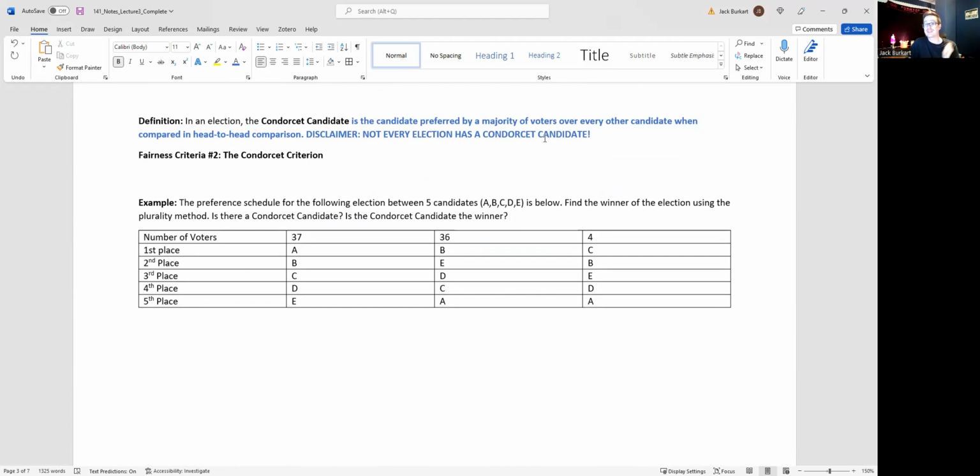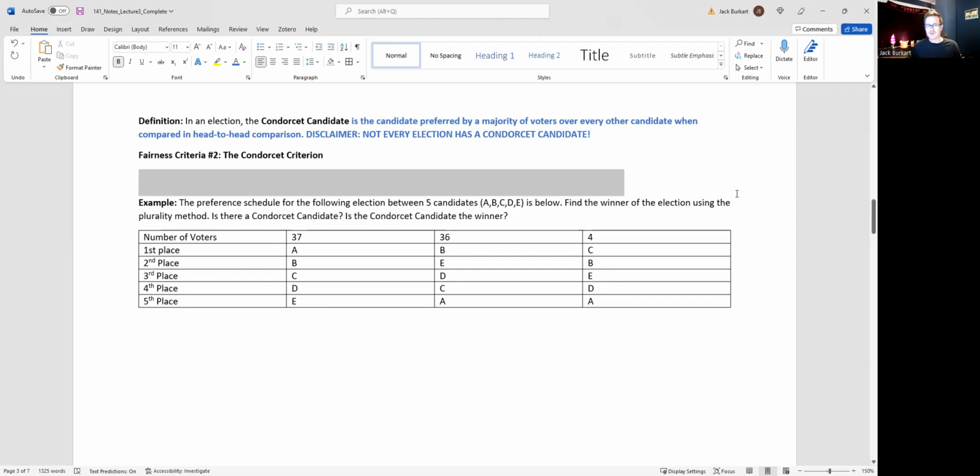They would achieve a perfect score in the method of pairwise comparisons. So that's what a Condorcet candidate is. It's one preferred by a majority of voters to every other candidate. A standard disclaimer: not every election has a Condorcet candidate, but some might.